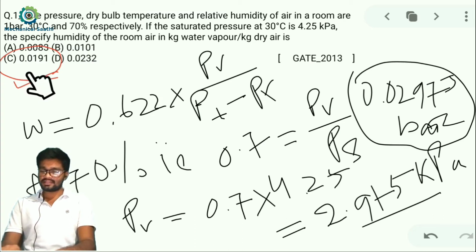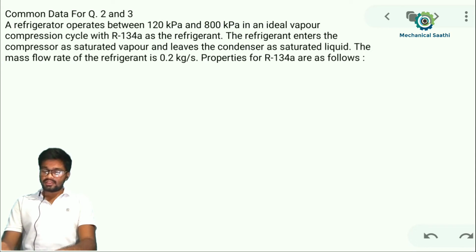I think this is clear to all of you. Now let us move towards the next question. This is a common data type question, so question number 2 and question number 3 use all this data given over here. Let us first try to read it.